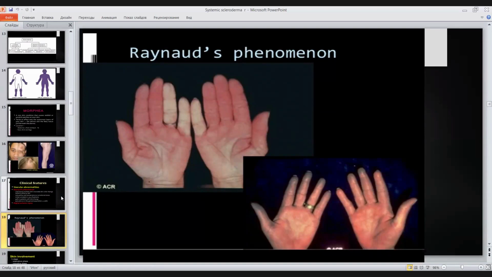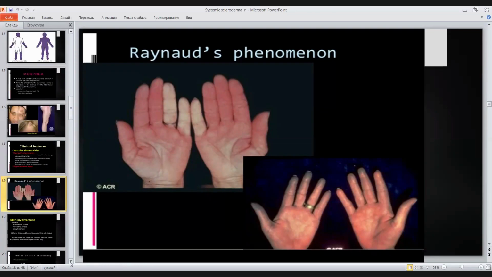Sometimes in rheumatological patients, Raynaud's phenomenon will be present without any specific disease for a long time, just Raynaud's phenomenon. Yes, it might be possible, students.